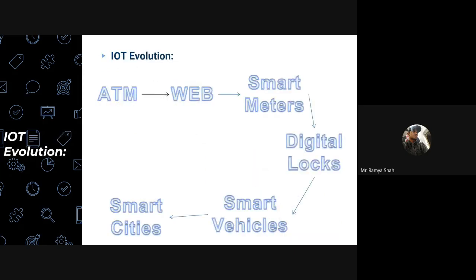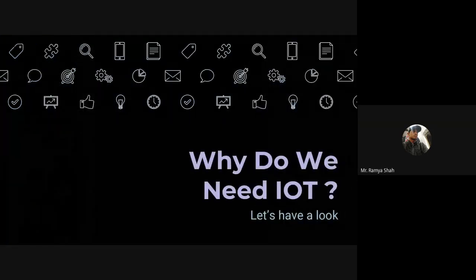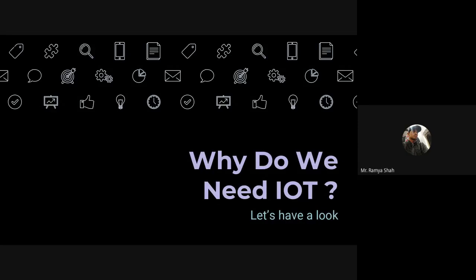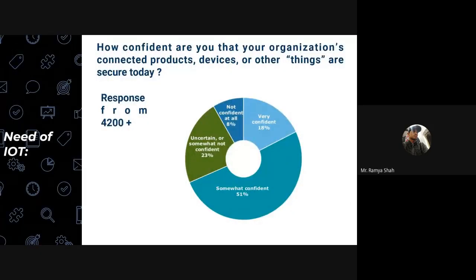The evolution of IoT all started with ATMs, followed by the web, smart meters, digital locks, smart vehicles, and smart cities. You might have heard examples of many of these things. I'm not sure if you have heard about smart cities or not, but we should be aware of why we require an IoT gadget or IoT technology to work on. This is a question you should be asking yourself and the organization where you're working.